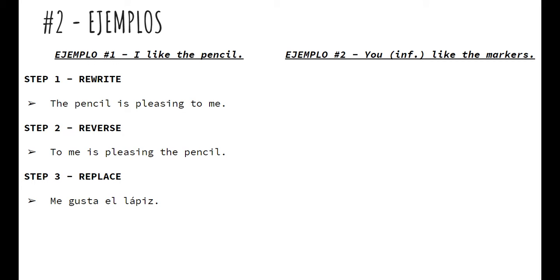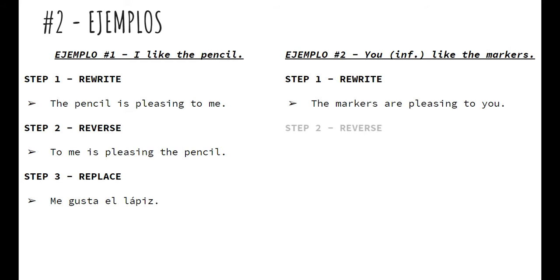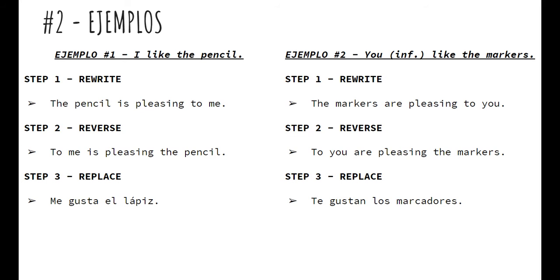Ejemplo número dos. So you informal like the markers. Step 1, rewrite it. The markers are pleasing to you. Step 2, you're going to reverse it to you are pleasing the markers. And then step 3, you're going to replace the English with the Spanish. So the to you would be a te. The markers would be los marcadores. And you use gustan because our subject, los marcadores, is plural. So te gustan los marcadores.